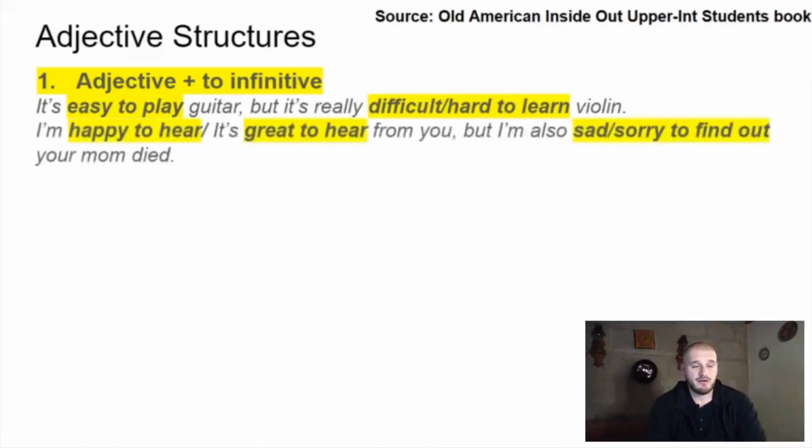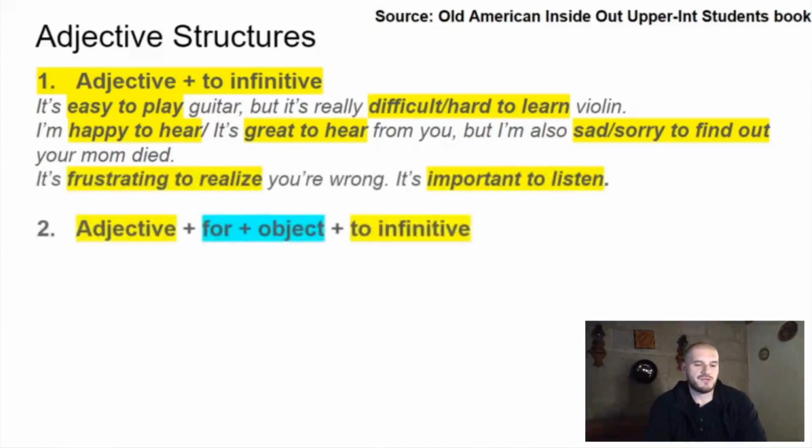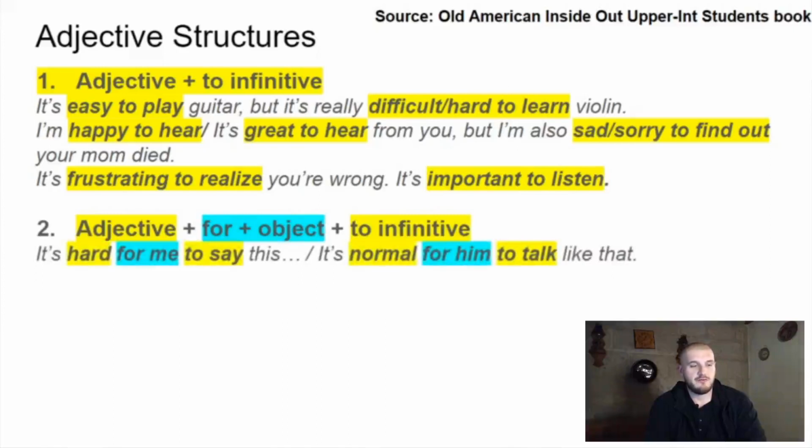I'm happy to hear from you, or it's great to hear from you, but I'm also sad to find out, or I'm sorry to find out your mom died, okay? It's frustrating to realize you're wrong. It's important to listen. Another structure is adjective plus "for" plus the object and then the infinitive. So it's hard for me to say. It's normal for him to talk like that.